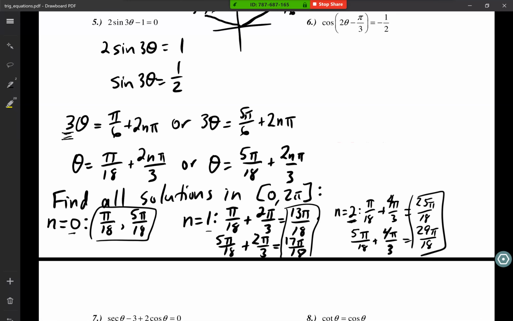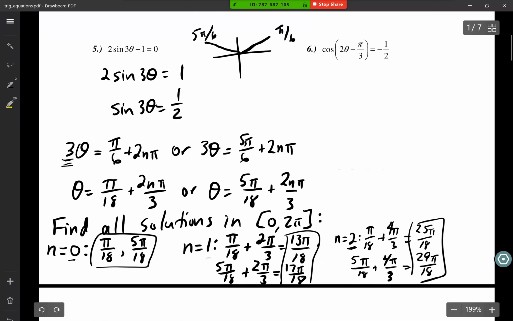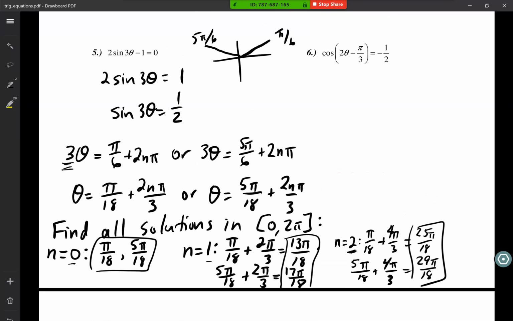Another way that I know that I'm going to get 6 solutions: notice originally how many solutions did we get before we divided by 3? We got 2, and then with this 3, we ended up getting 3 times as many. So I knew that I was going to get 6 as well.